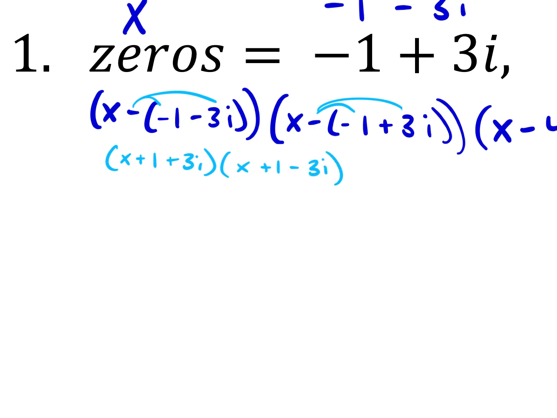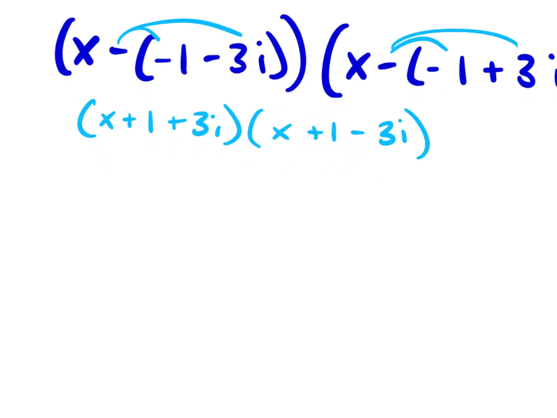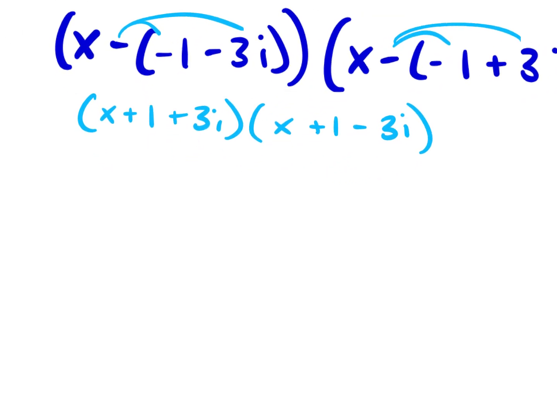You can FOIL this out, or you could do your conjugate shortcut. But be careful when you do your conjugate shortcut. The conjugates are separated by a plus and a minus. So when we do our a squared minus b squared, our a would be x plus 1. So we've got x plus 1 squared minus 3i squared.